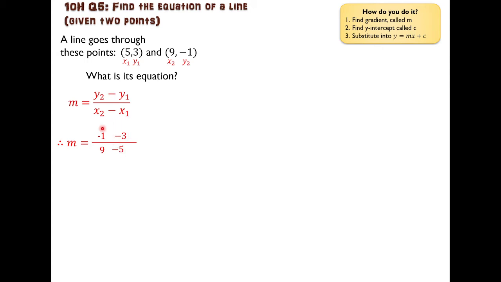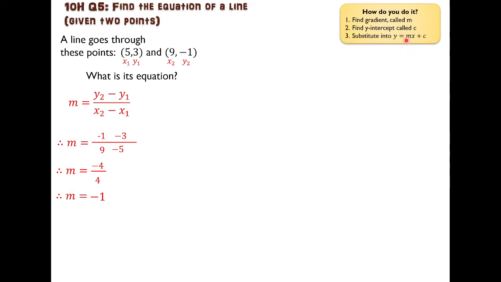Now I can simplify the numerator, which is the top. -1 take 3 is -4. And on the bottom, the denominator, 9 take 5 is 4. To simplify this, a negative divided by a positive is a negative. 4 divided by 4 is 1. So I have m is -1.